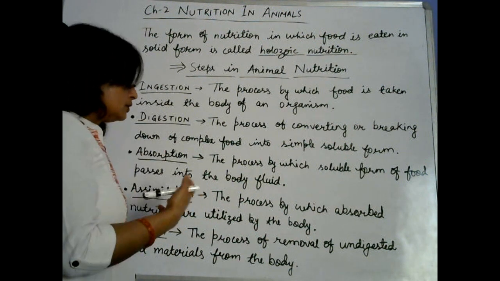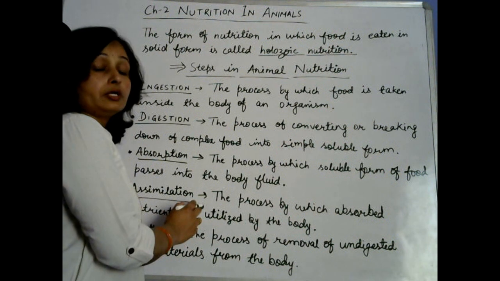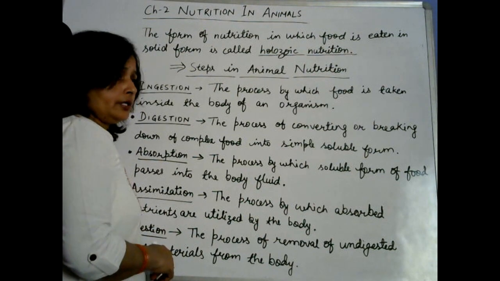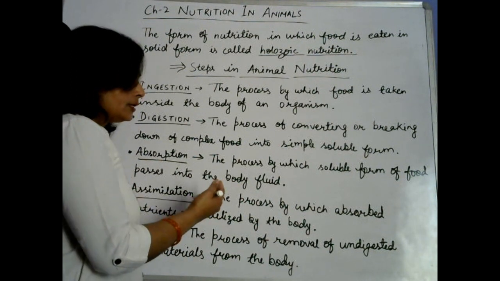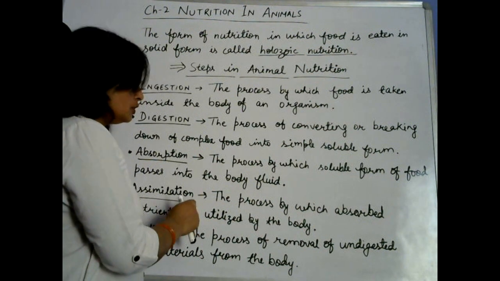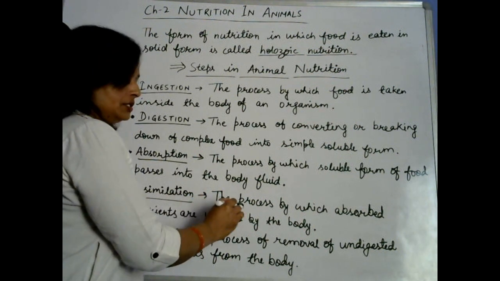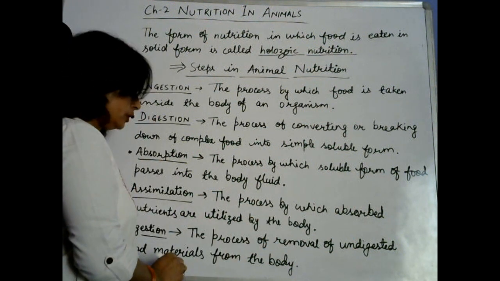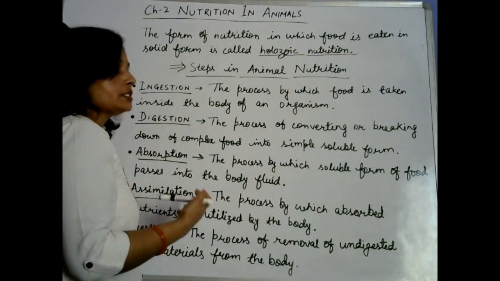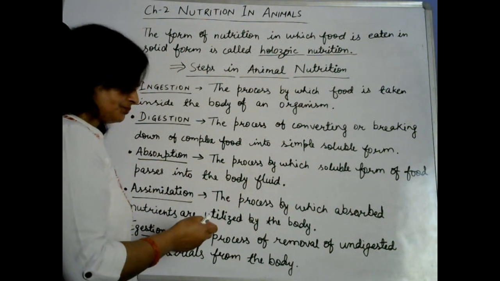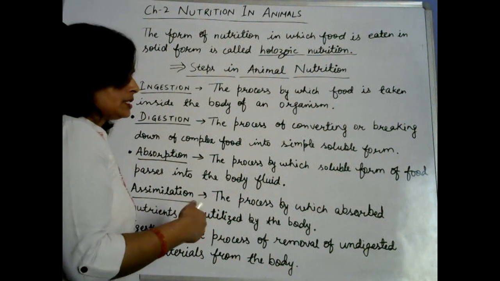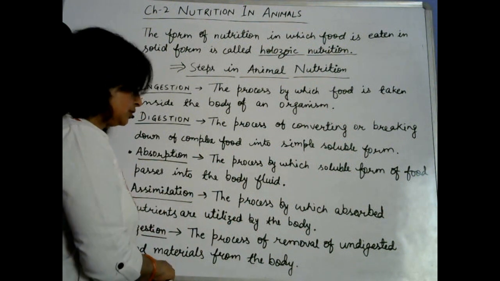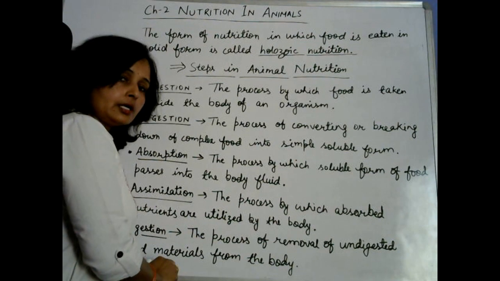Then blood just carries that food to different organs, tissues and cells, and then that part of the body utilizes that simple soluble food. So assimilation is the process by which absorbed nutrients are utilized by the body. When that absorbed nutrient, simple form of food, is carried by blood and supplied to different organs of the body, and then that organ utilizes that nutrient, that process is called assimilation.